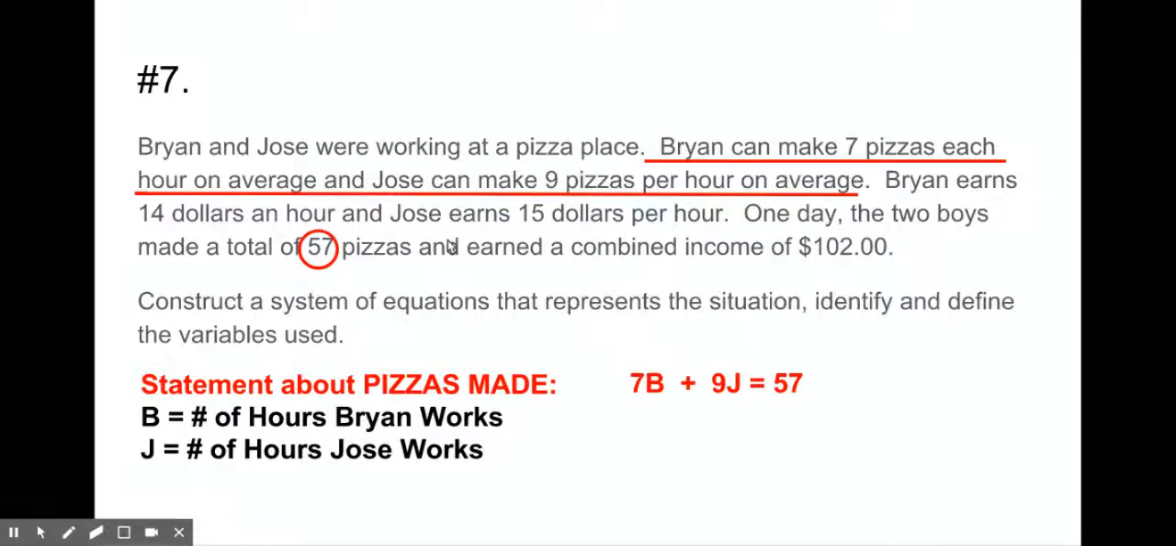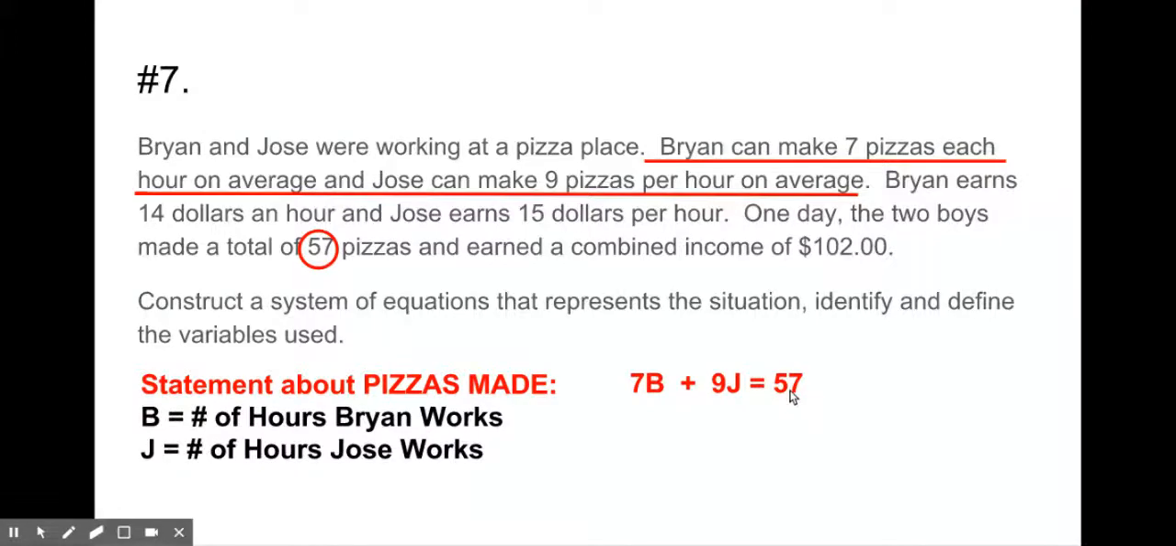And if you keep on reading, you see that Jose can make 9 pizzas. So for him, I'm going to use 9J. 9 pizzas an hour for Jose. Altogether one day, they made 57 pizzas, the total. So the key word is total. That kind of tells me to put an equal sign and then the 57. So here it is, equals 57.